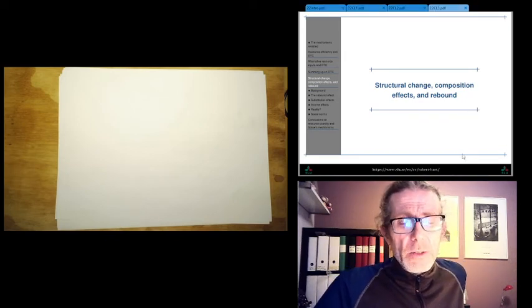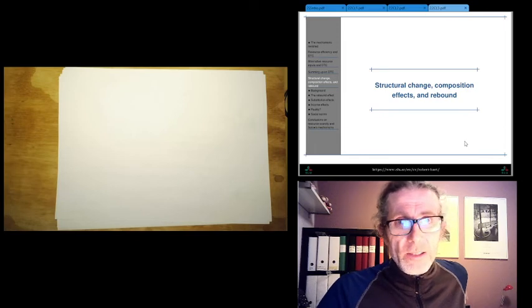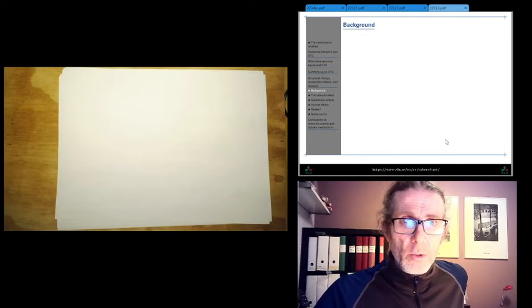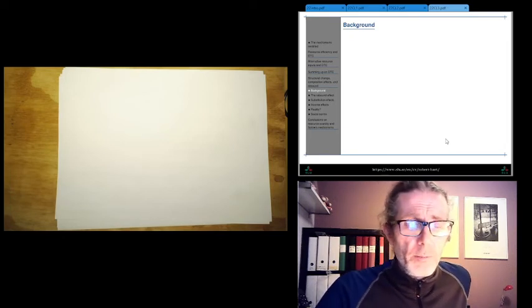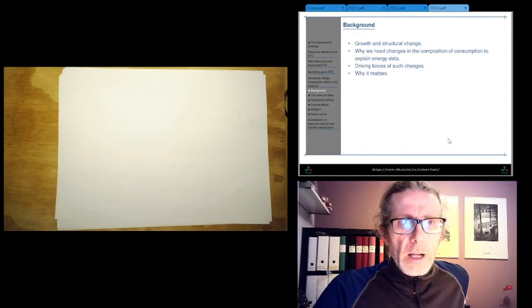How exactly does this mechanism work? How important is it? And so on. We want to build a model and see how well we can do in explaining the data and so on. First, a bit of background.